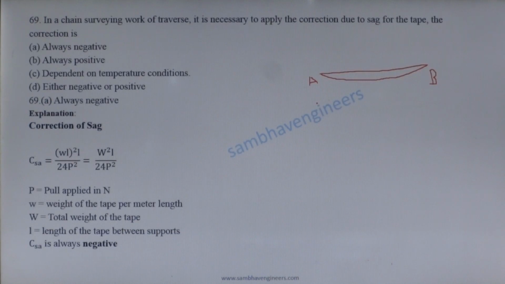Next question. If in a chain surveying work of traverse, it is necessary to apply the correction due to sag for the tape. The correction is due to the weight of the tape when the tape is suspended between 2 points A and B on the ground, it sags. So the measured distance is increased between point A and B. As the error is positive, so the sag correction is always negative.